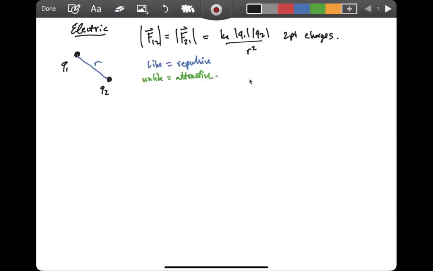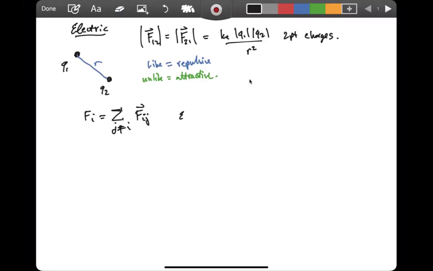If I have more than 2-point charges, then we have to use the superposition principle, which says that the force on the ith particle is equal to the sum over the jth particle, where j cannot equal i, of the force on i by j. So basically, in this case, if let's say i was equal to 1, then I would sum from 2 to 3 to 4 to 5 to etc., right?